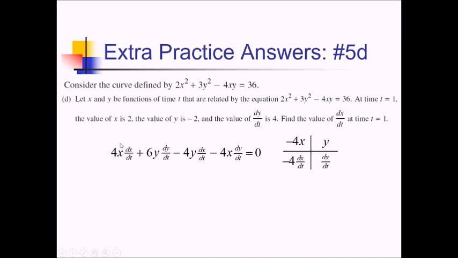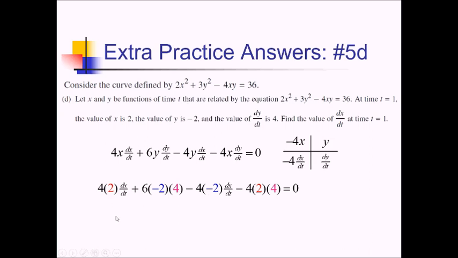So going from left to right, we have 4 times the x value, 2, and dx over dt we don't know, so we're going to leave that around, plus 6 times the y value, negative 2, times the dy over dt value of 4, minus 4 times the y value of negative 2, dx over dt we don't know, so that hangs around, minus 4 times the x value, 2, and dy over dt again, that was 4. All of that equals 0. Let's go through and clean this up a bit. We're going to have to eventually solve for dx over dt, but it's just algebra at this point.